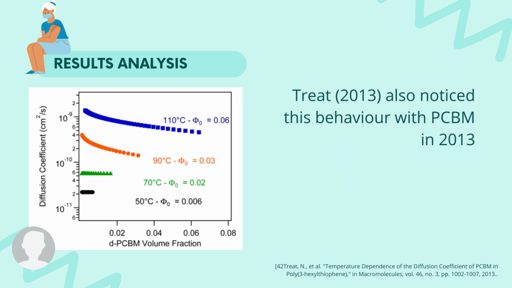Treat in 1213 also noticed this behavior with PCVM, with 4 different temperatures: 110 Celsius degrees, 19 Celsius degrees, 70 Celsius degrees, and 50 Celsius degrees. We see that the behavior of the graphic and of the diffusion coefficient at lower times is equal to our hypothesis and equal to the Longsworth study in 1954.